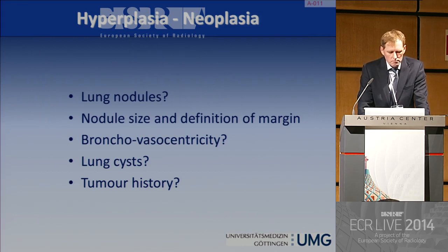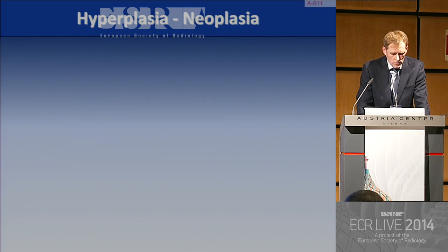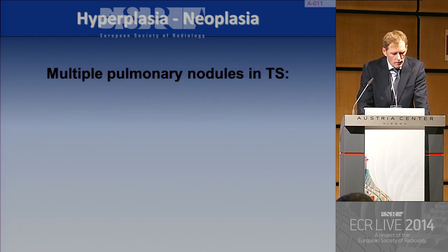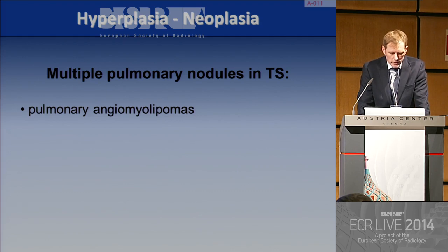So, hyperplasia, neoplasia, what can we say in terms of lung nodules? Certainly, I'm not expanding on pulmonary metastatic disease because this will not be possible here right now. But certainly, we ask about lung nodules, nodule size and definition of margin, bronchovasocentricity, lung cysts, and systemic or tumor history in other places. For example, this is an example of tuberous sclerosis.